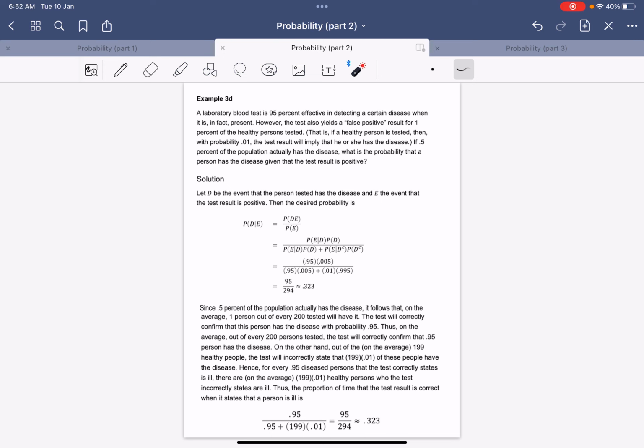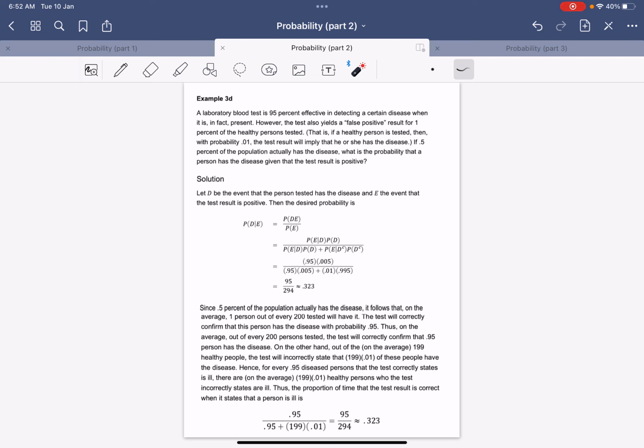But you also know that the test has a false positive, which means it tests a person without the disease to be wrong 1% of the time. That is, if a healthy person is tested, the probability of testing positive is 0.01. And if 0.5% of the population have the disease, we want to know what's the probability that a person has the disease given that the test result is positive.